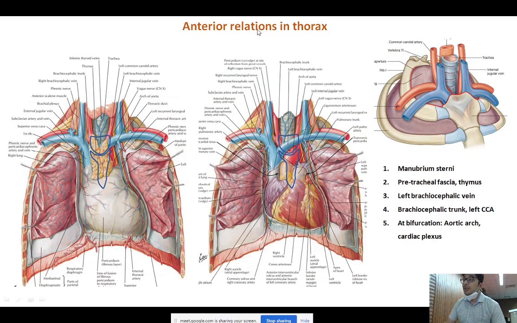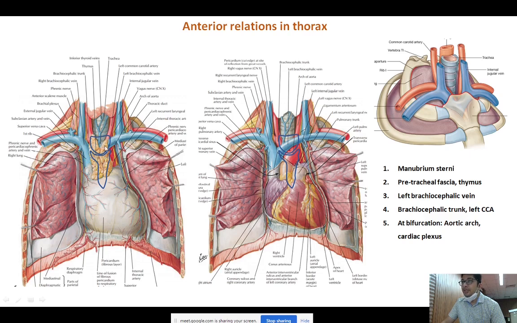Now we'll see what are the relations of the trachea in the thorax. This picture seems very complicated, but it's not. I have drawn the impressions for the manubrium sterni. So in front, what will be there in the thorax? The manubrium sterni. Because near the sternal angle, which corresponds to T4, the trachea already bifurcates. Now we won't be calling it trachea. Somewhere here the trachea will end.